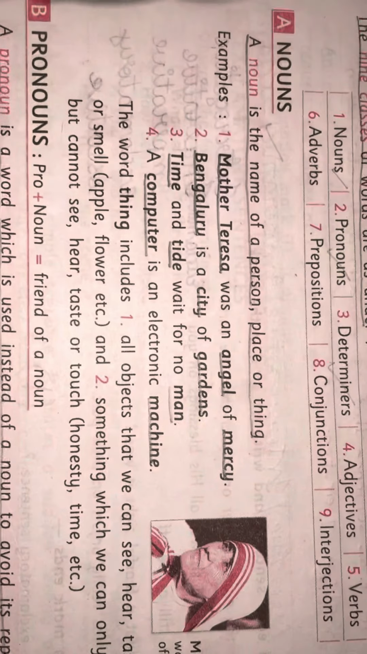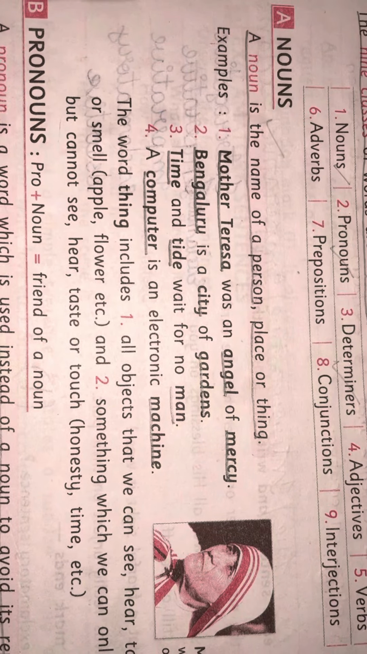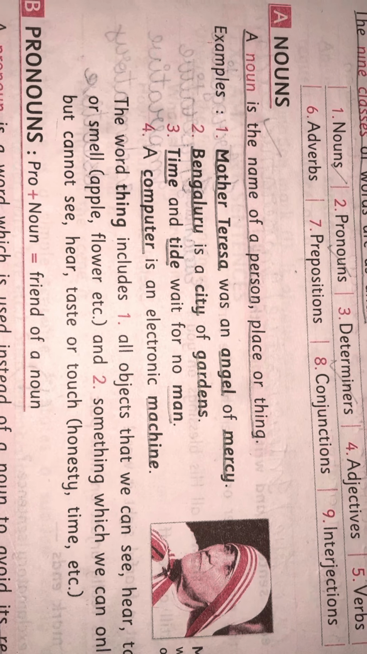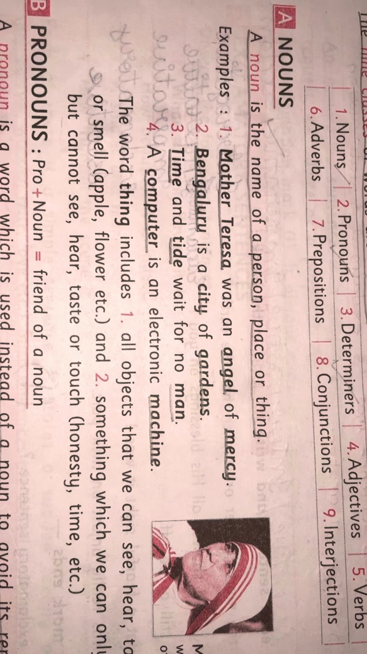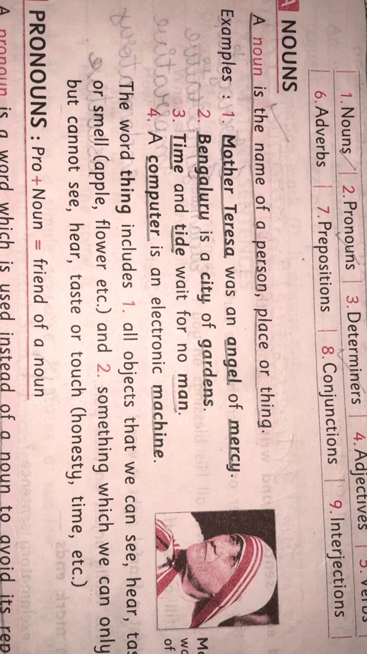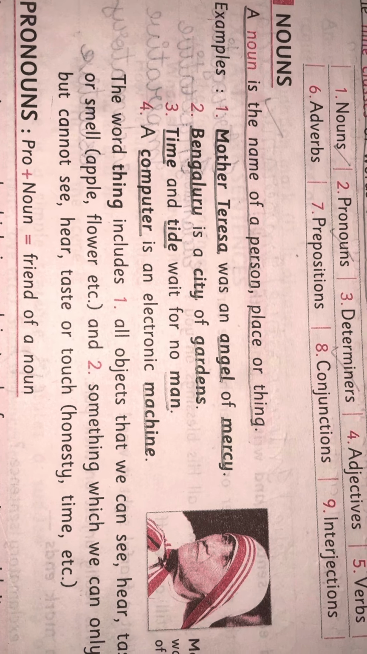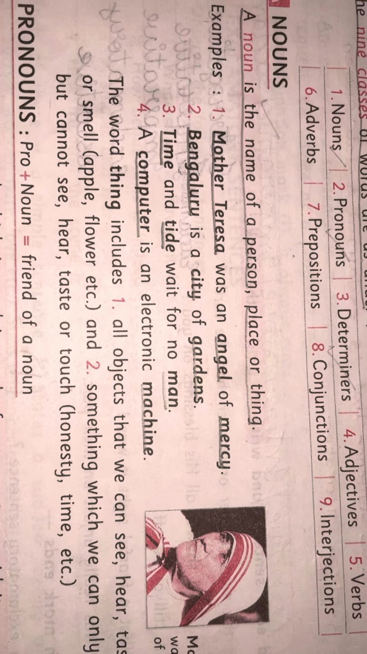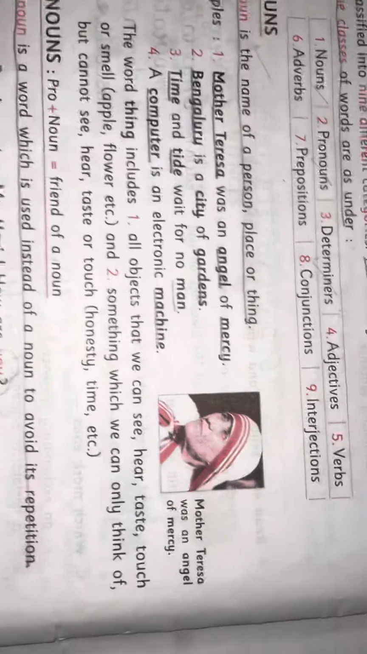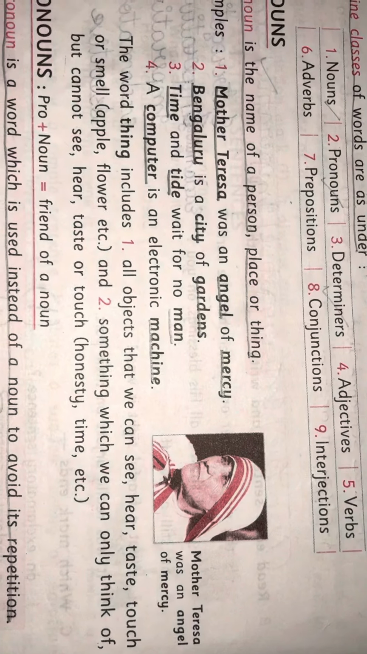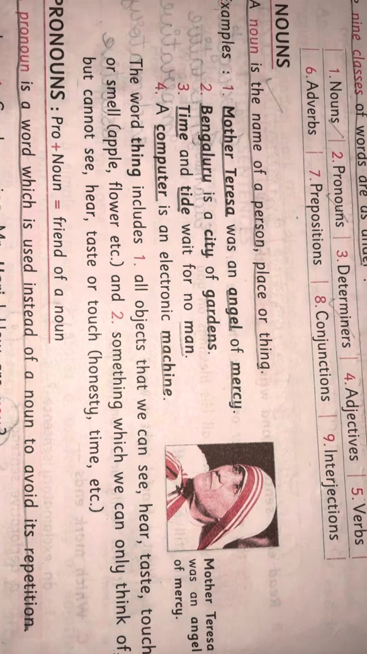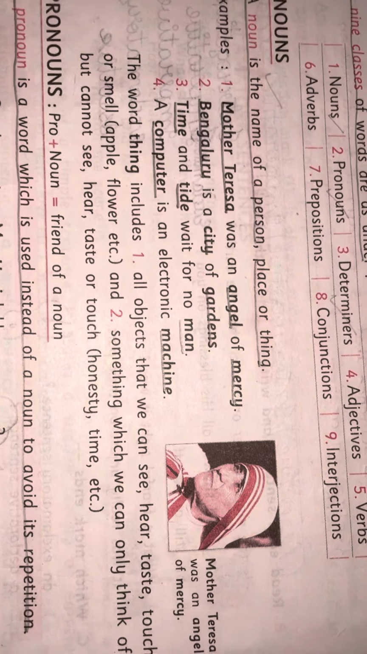First we will see noun. A noun is anything that is the name of a place, person, or thing. For example, Mother Teresa was an angel of mercy. Here the nouns are Mother Teresa, angel of mercy. This thing includes all the objects that we can see, hear, touch, or smell. Something that we can only think of but cannot hear, taste, or touch.